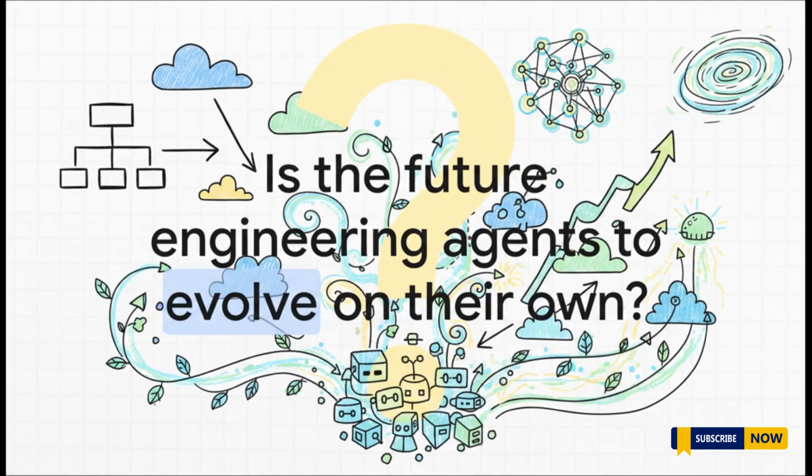And that brings us to a really profound question, doesn't it? We've gone on this journey from a simple loop to these robust architectures. But this final step, this changes everything. Maybe the future of AI engineering isn't just about building agents. Maybe it's about engineering the systems that allow them to learn, to adapt, and to evolve, all on their own.